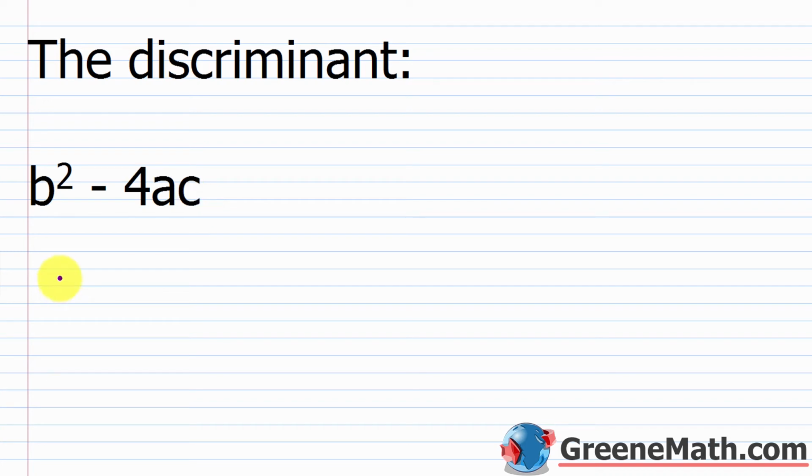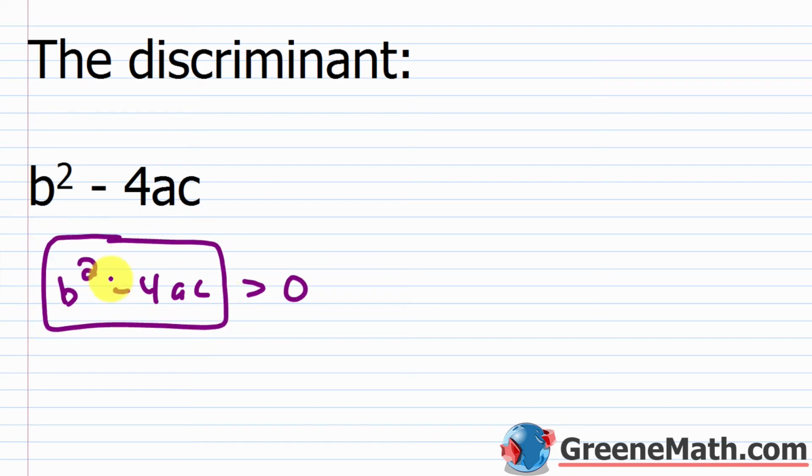So in the case where b squared minus 4ac is greater than 0, we're going to have two real solutions. Now, if this guy right here happens to be a perfect square, then you're going to get two rational solutions. Now, if b squared minus 4ac is equal to 0, then you're going to get exactly one rational solution.